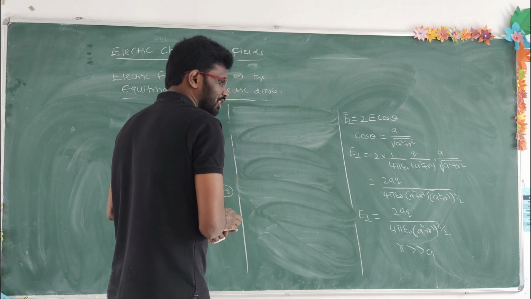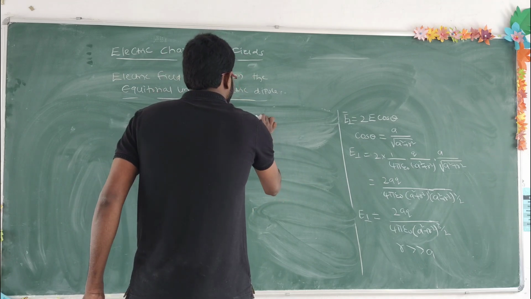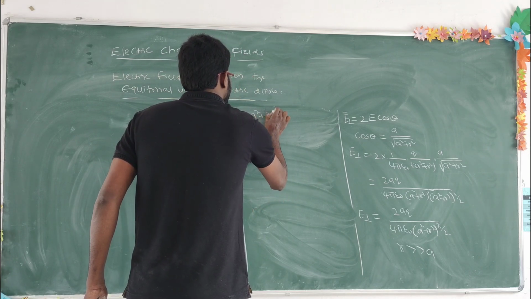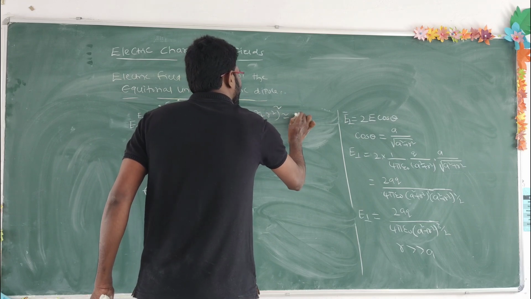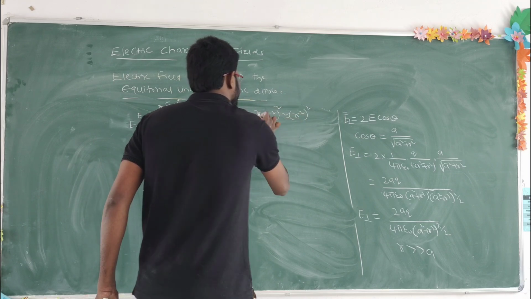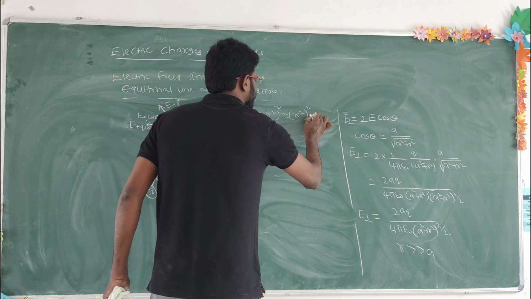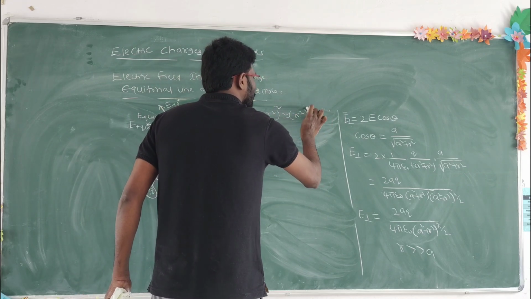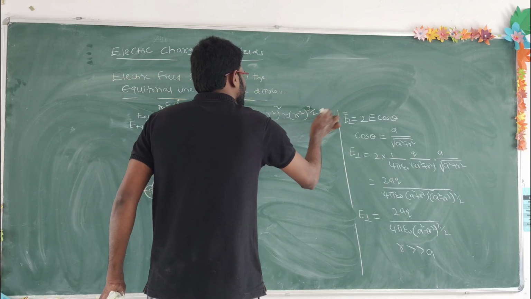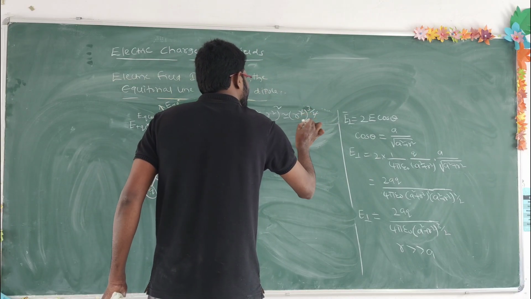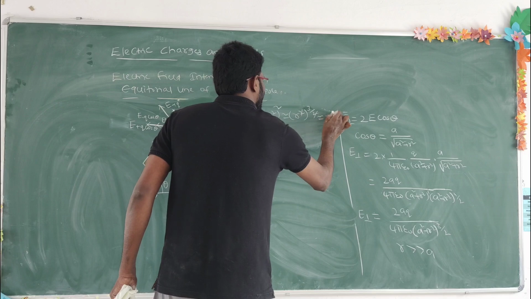Now let us substitute. Then the approximation a square plus r square whole to the power 3 by 2 is approximated as r square whole to the power 3 by 2 simply. This a term is neglected. It is r square to the power 3 by 2, so this 2 will get cancelled. We are left with simply r cube.